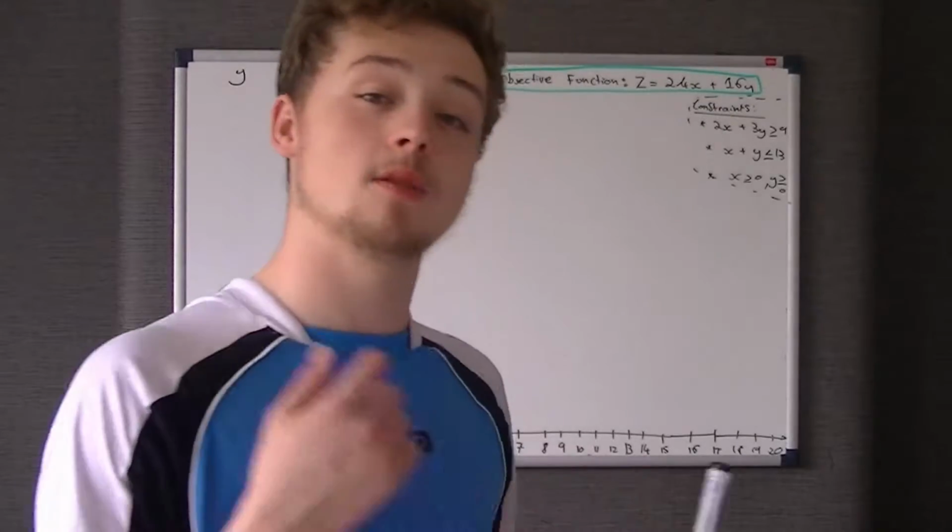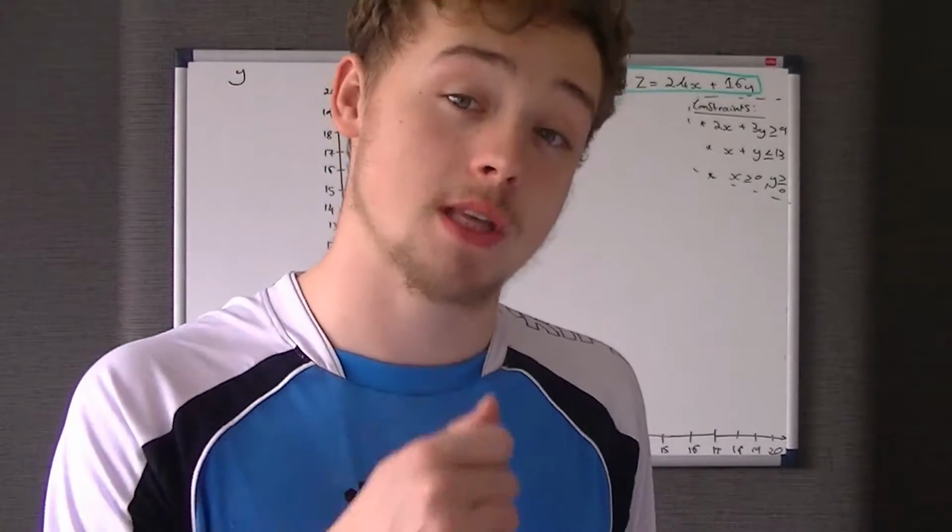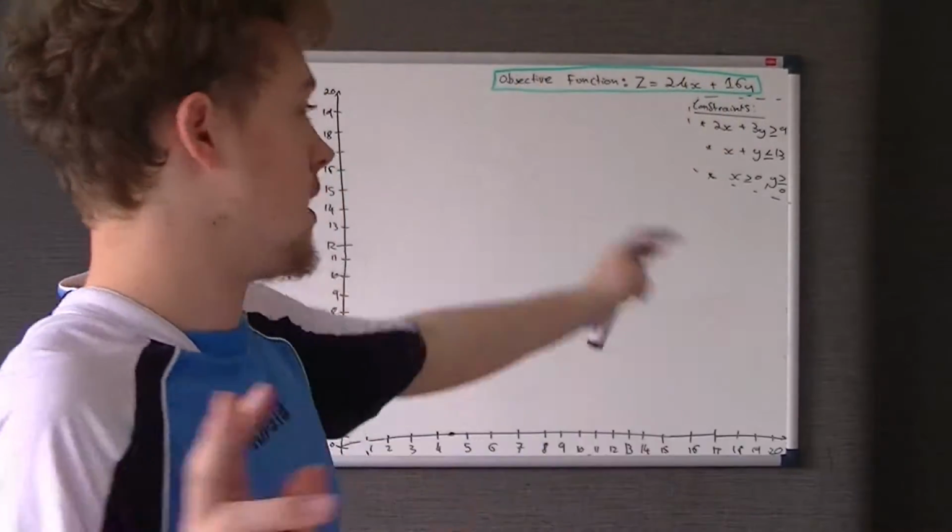So z is equal to 24x plus 16y. So it crosses the x-axis at the number next to y, and it will cross the y-axis at the number next to x. Okay, but as I said, it's not asked you to draw it on, so I wouldn't.